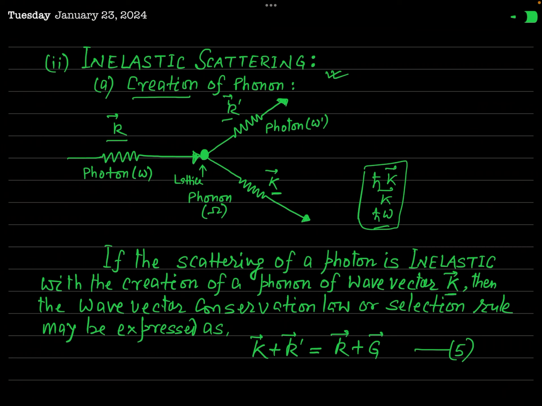Okay, and if we assume that there is a creation of a phonon of wave vector k, then the conservation law for the wave vector, or the selection rule for the wave vector, can be expressed like this: k plus kappa dashed is equal to kappa plus g. Here k is the wave vector of the created phonon, and kappa dashed is the wave vector of the scattered photon. Okay, kappa is the wave vector of the incident photon, and g is the reciprocal lattice vector. So this equation 5 represents the selection rule or the conservation law for the wave vector in case of an inelastic scattering of a photon with a lattice or with a crystal.